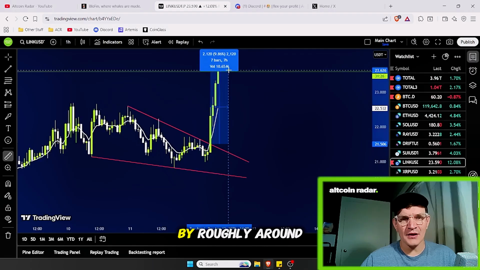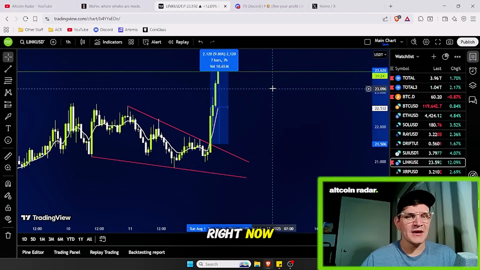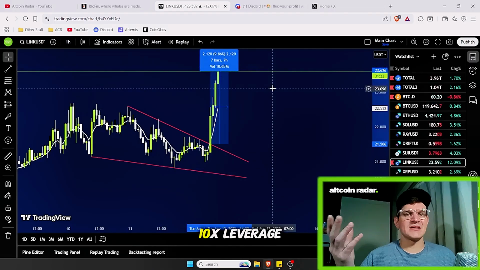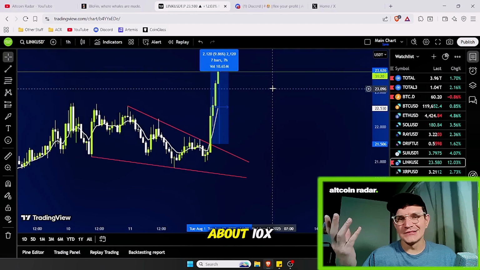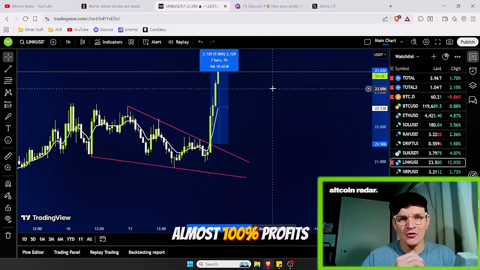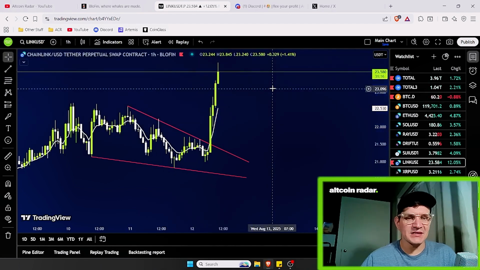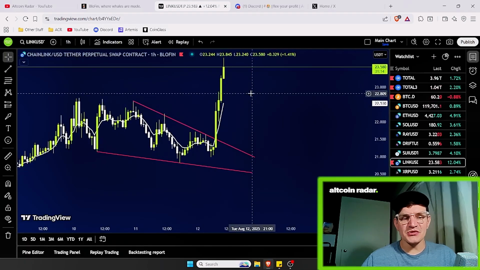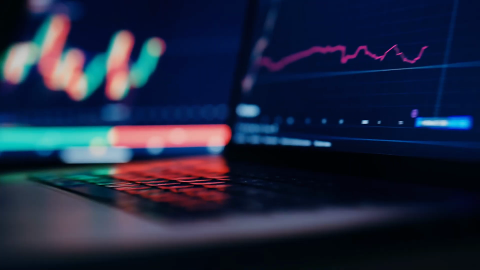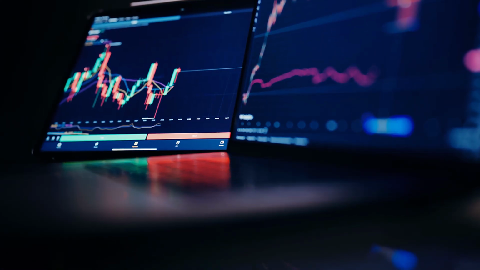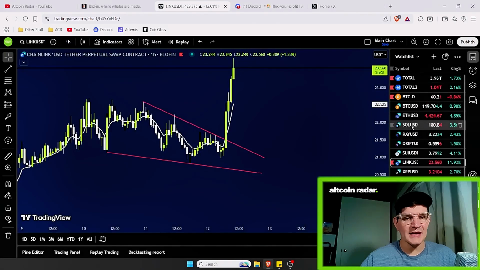So if you would have done that and you would have profited off of this breakout, you'd be up by roughly around 9.8% right now. Or if we multiply that by 10x leverage, it's about 90%, almost 100% profits right there with 10x leverage. So it just goes to show you guys that you can use these trend lines in a lot of different ways, all right? Now let's go ahead and take a look at a different random chart.